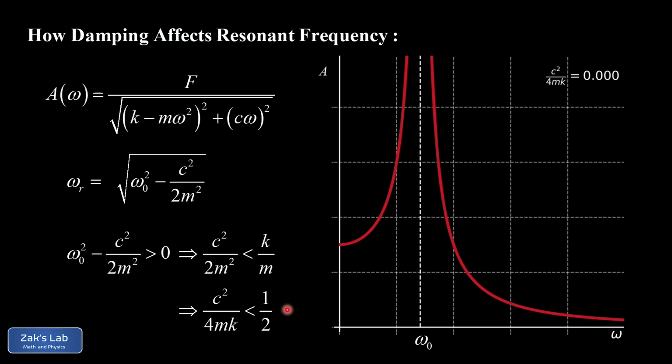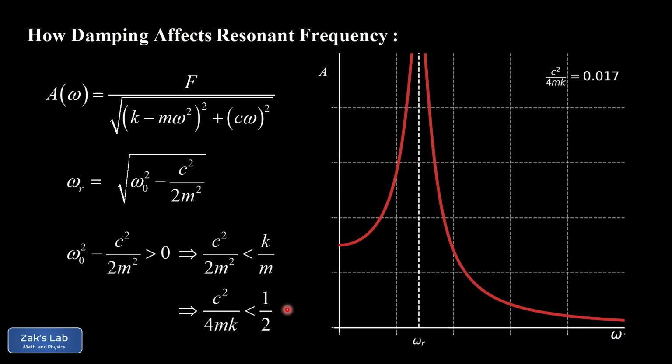So it turns out that resonance no longer occurs when c squared over 4mk reaches 1/2. And this is actually pretty surprising. It means an oscillator could be underdamped and still incapable of exhibiting resonance. In other words, there would be no peak in the resonance curve if c is sufficiently large to push this parameter, c squared over 4mk, past 1/2.